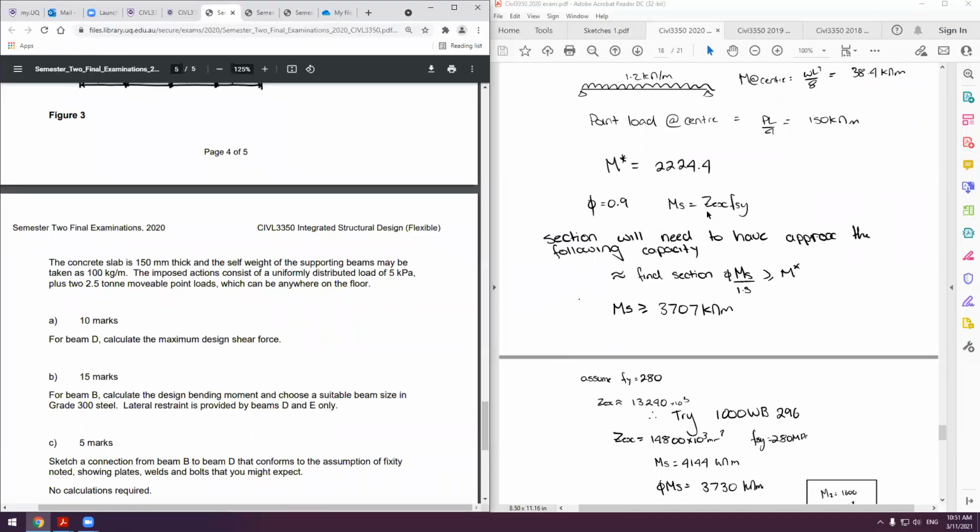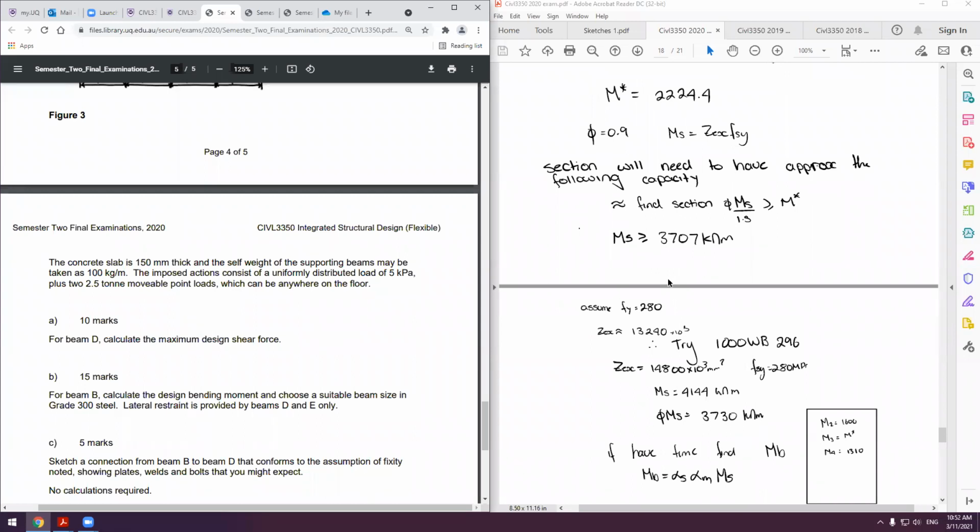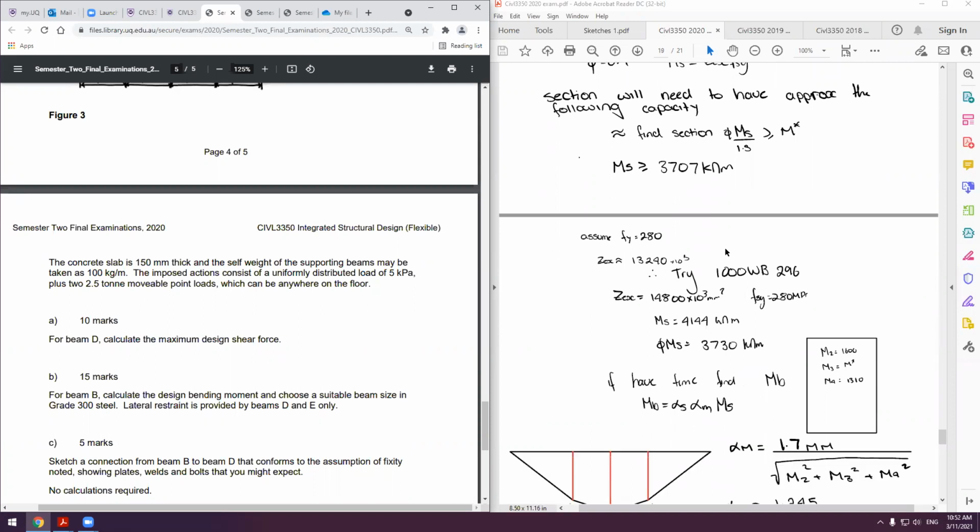Now calculate a section. So probably the best thing to do here is, we don't have full lateral restraint, so we can't just use our section capacity, we have to use our member capacity. So to find the approximate member to start with, dividing everything by 1.5 will give you an approximation of the member size you should use. This is probably the most critical takeaway from this question. So we need to find a member that approximately has an M S of 3,707 kilonewton meters. Assume our Fy is 280 MPa. That's just because when we're dealing with these large sections, that's typically our flange Fy.